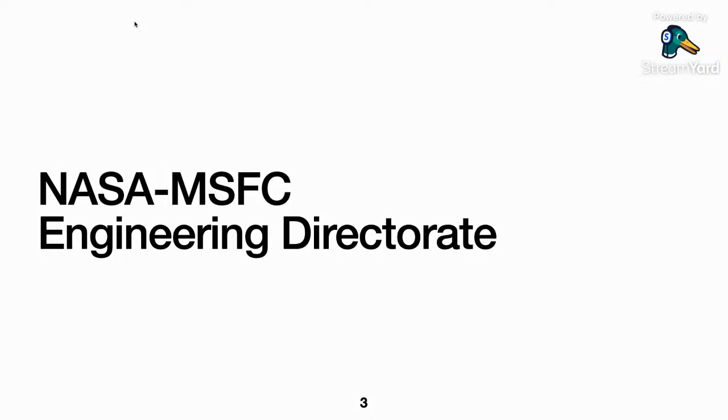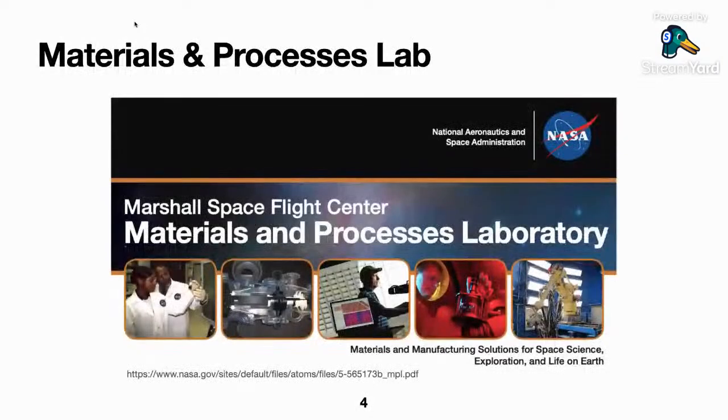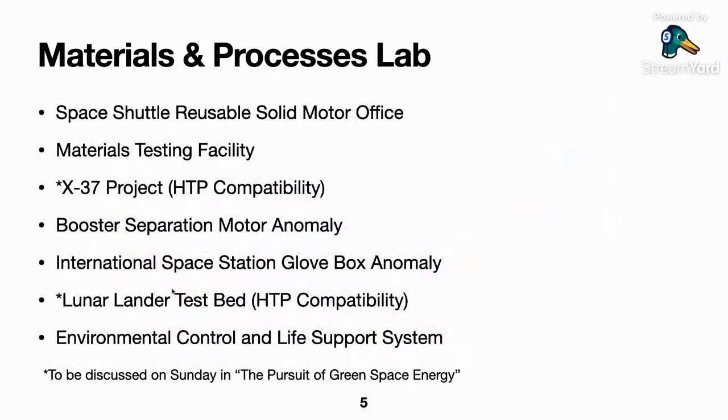And I'm going to start out with the NASA Marshall Engineering Directorate. Now, in the Engineering Directorate, there is the materials and processes lab. So I worked in the materials and processes lab. And in fact, this gentleman here was my supervisor. And I'll just go to the next slide. So in the materials and processes lab, here's some of the areas that I worked in. Space shuttle reusable solid rocket motor office. We supported the solid motor office, the materials testing facility, the X-37 special project that's on hydrogen peroxide compatibility.